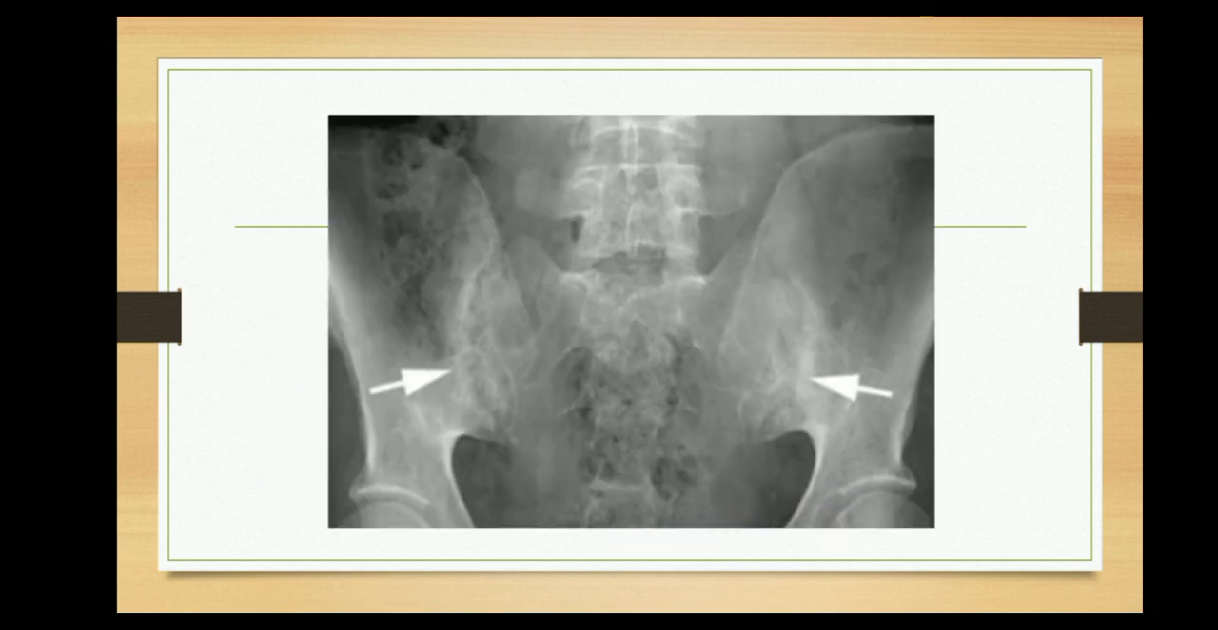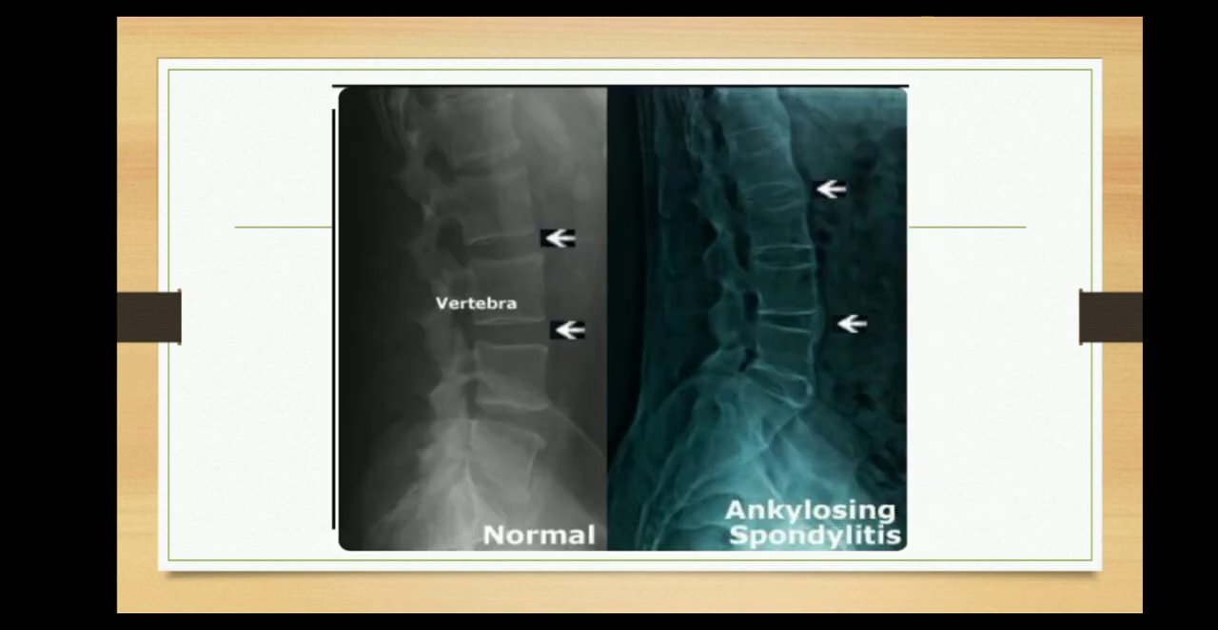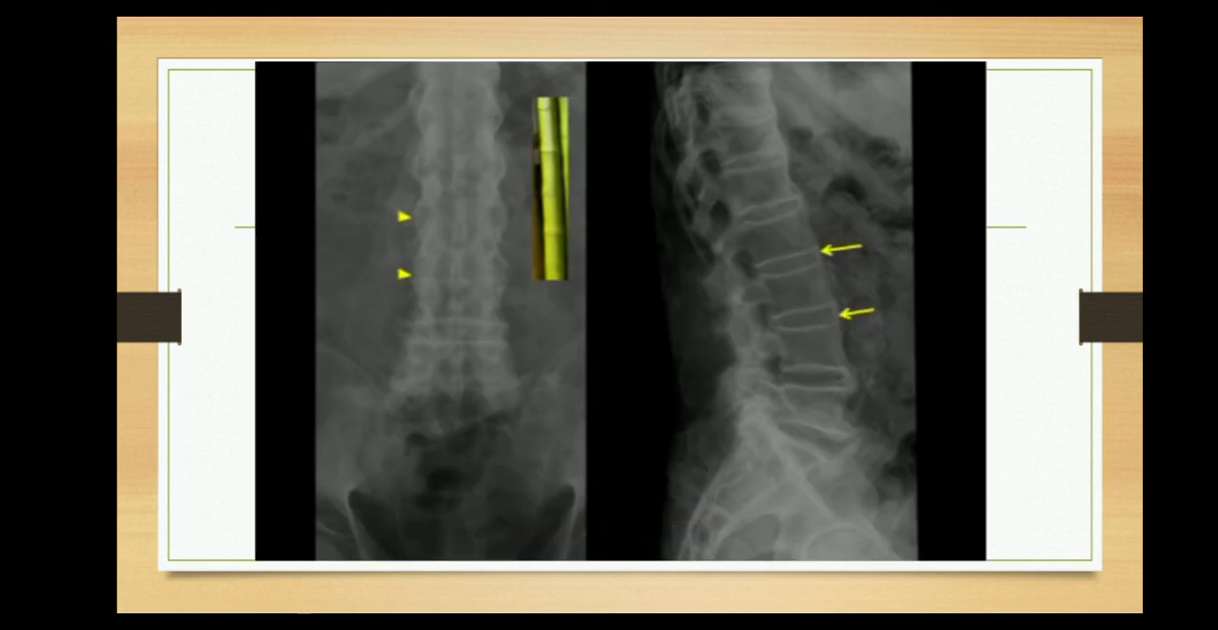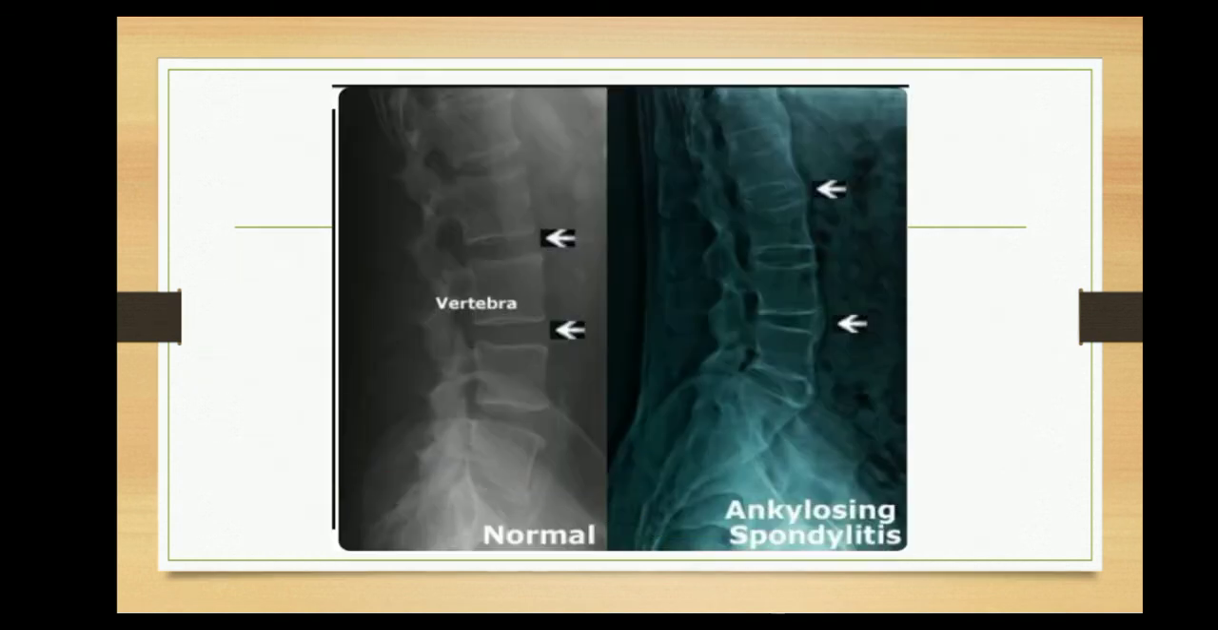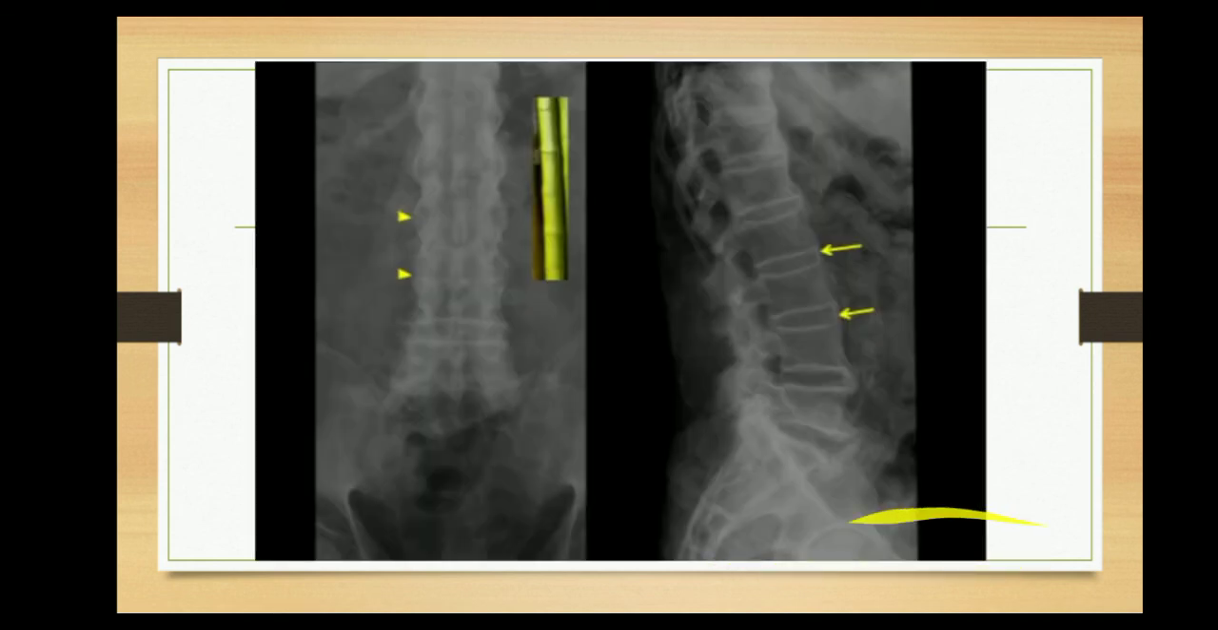That is the x-ray of the sacroiliac joint involvement in ankylosing spondylitis. That was the lumbar spine lateral view. That was also the lumbar spine. The first one is the frontal view, the second one is a lateral view. In this figure, you can see that in a normal x-ray the vertebral space will be more. In the second figure, you can see the narrowing of the space. So the stiffness of the lumbar spine will be seen in this x-ray.